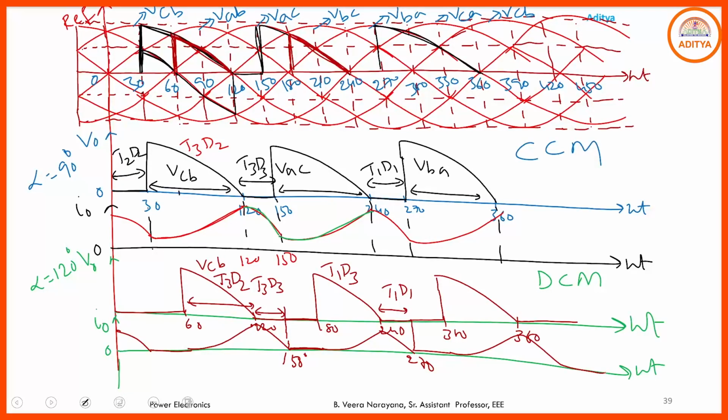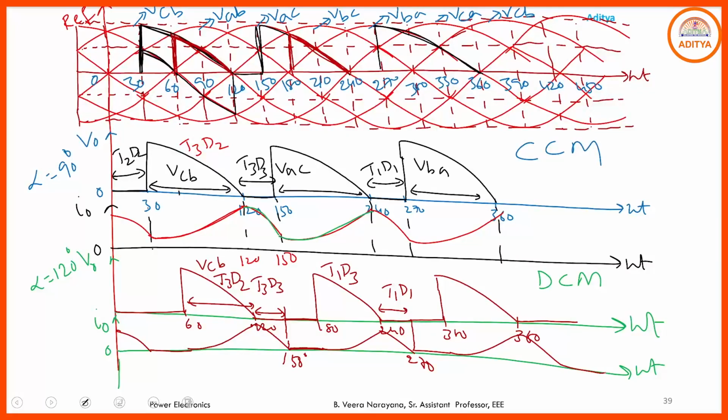If you go through the RLE load and continuous conduction mode, the operation is similar to that of the RL load. In continuous conduction mode, whether it is the RL load or RLE load, there is no difference. That means in continuous conduction mode there is no effect of the back EMF. In discontinuous conduction mode, we are able to observe the effect of back EMF. Like I am going with RLE load under discontinuous conduction mode, the current waveform should be simple like this.